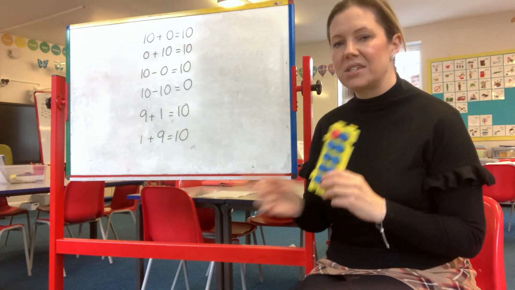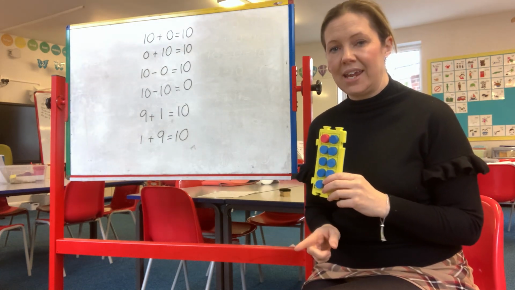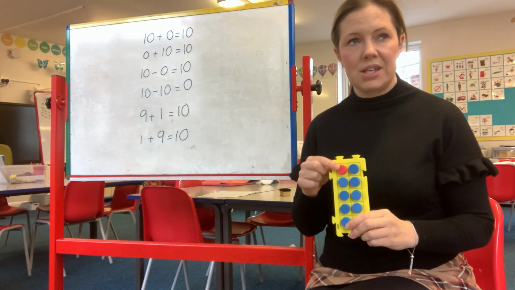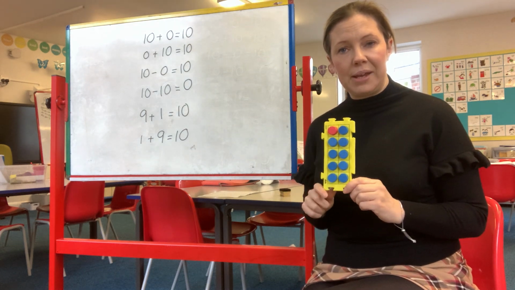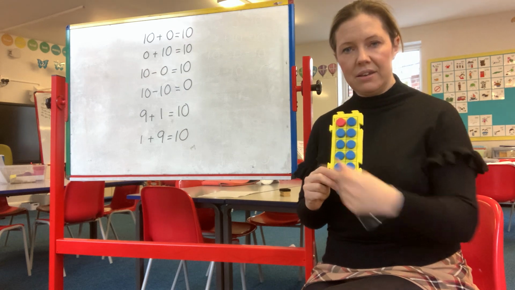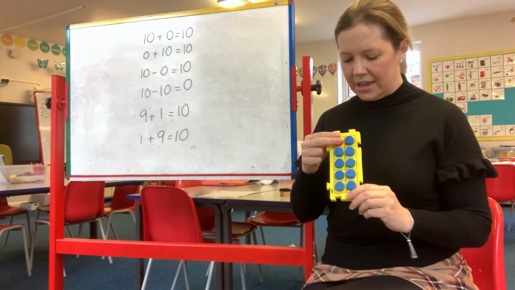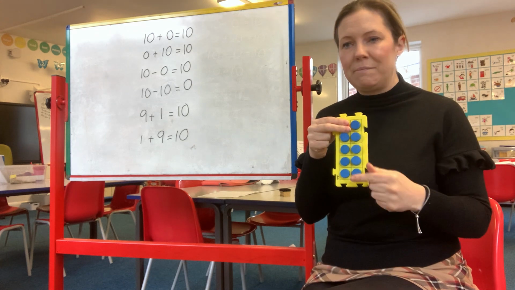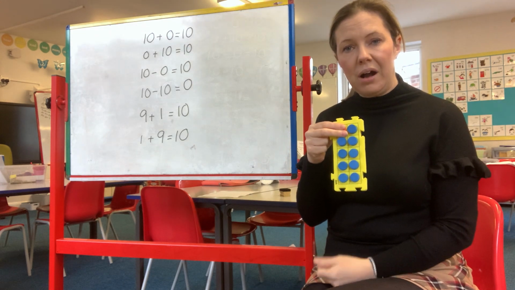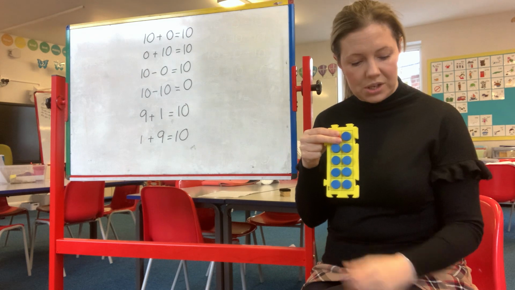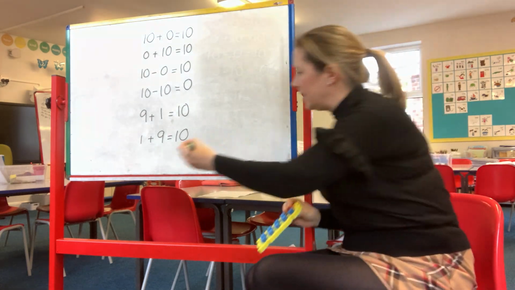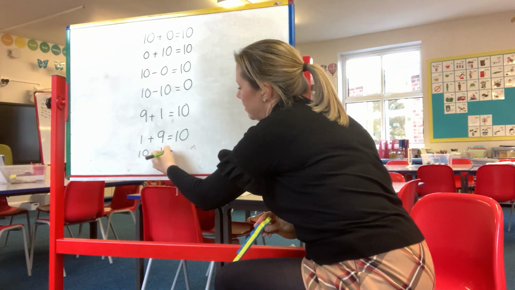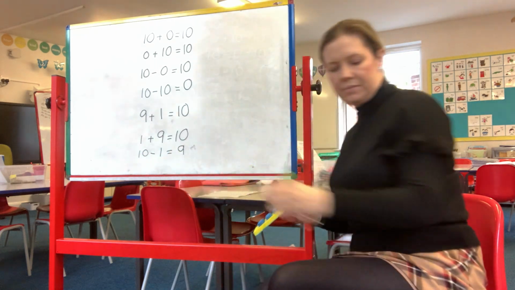Because we know that subtraction is the opposite of adding, and if I know that I've got a 9 part and a 1 part that equals 10, that's going to really help me. So if I've got 10 and I take away the bad apple, the 1 part, that's going to leave me with the 9 part, the 9 good apples. Okay, so I'm going to write on here 10 take away 1 equals 9.